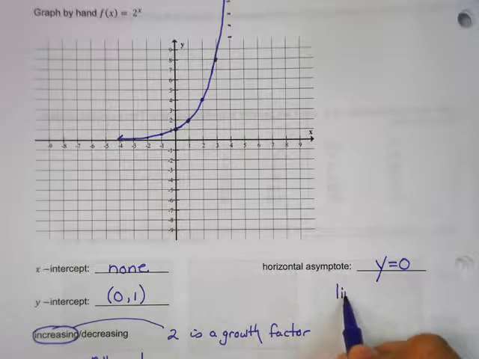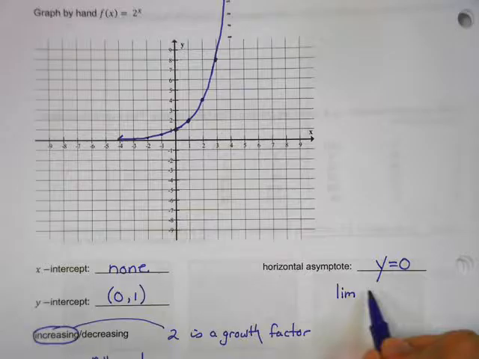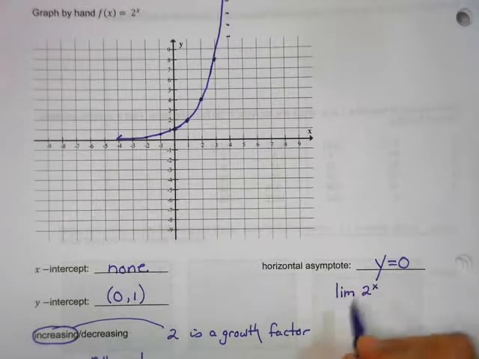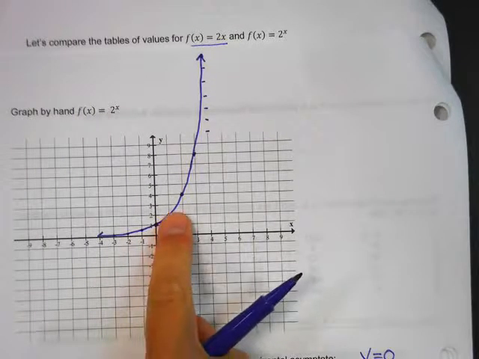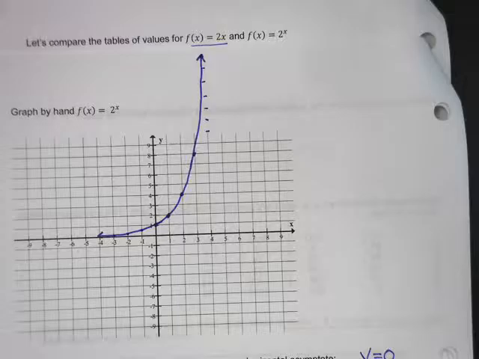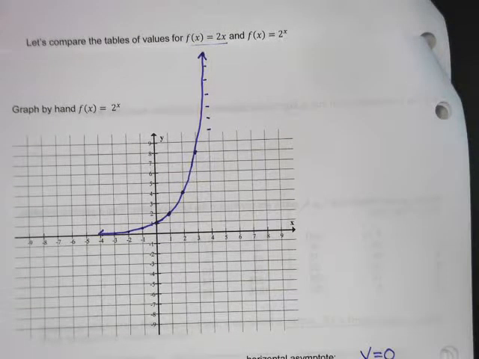So the limit of this function as x goes towards infinity. So as x gets super, super big, what does this function do? It gets really big or really small? Really big. Okay.